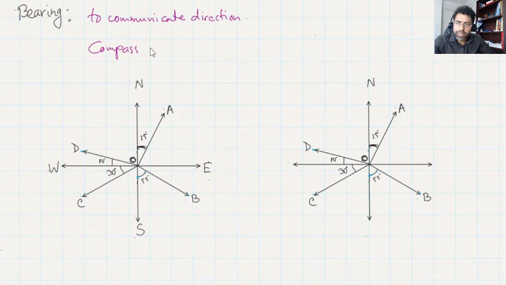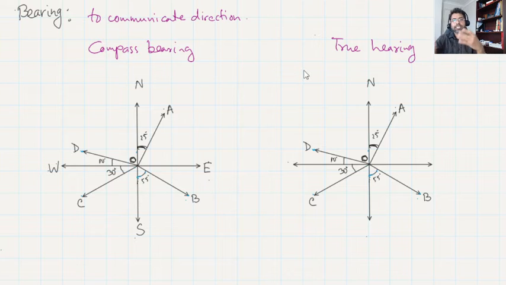Compass bearing and then true bearing. You can see here, I am just copying a similar diagram to explain compass and true bearing, and then you can easily see the difference between these two. Compass bearing uses the four directions of the compass, the north, east, south, and west. All these four directions.